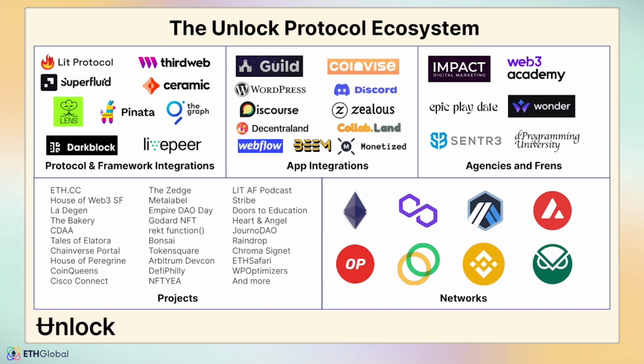A bunch of applications also use Unlock. So, Guild is a good example, or Coinvise are two of the UIs that you can use as a creator to deploy or manage, rather, memberships and connect these memberships to your community. You can use stuff like Beam for video or Monetize to integrate in Notion, etc., etc. We also have a bunch of agencies and friends that are using Unlock directly in their application, and so you can see some of the names there.